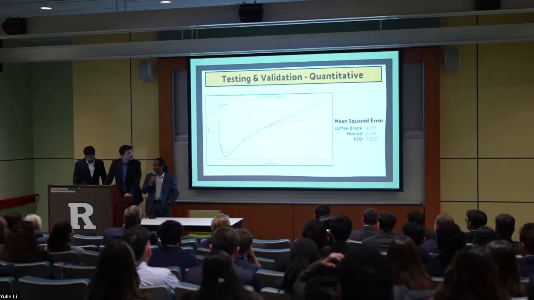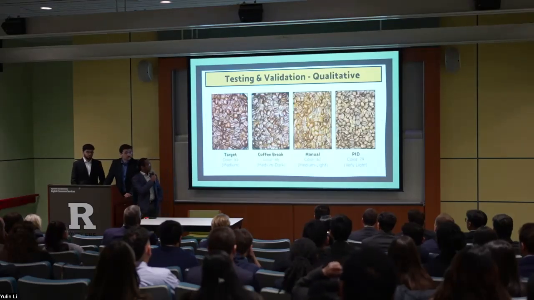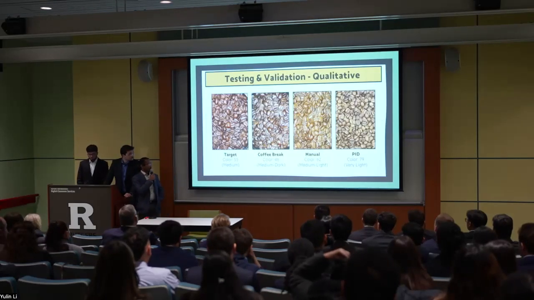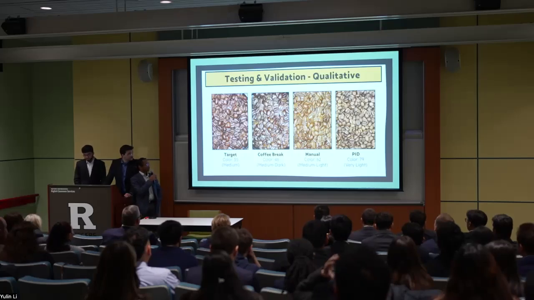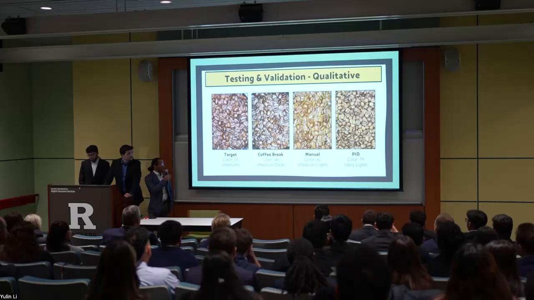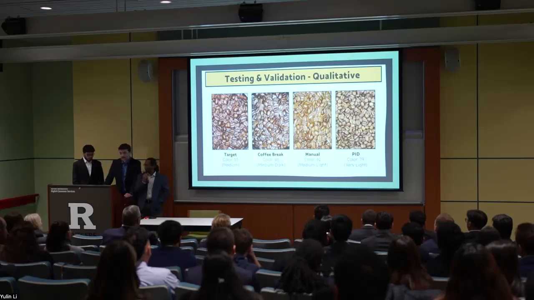Next slide. We also did a qualitative test, and we did color sensing using a spectrometer. And as you can see, the target was about a medium roast, and then Coffee Break did a little medium dark, the manual roast replication was a medium light, and the PID was a very light, which was really off. Next slide.